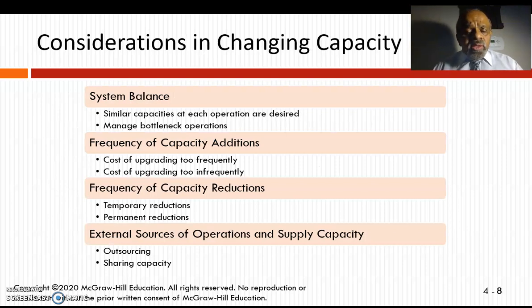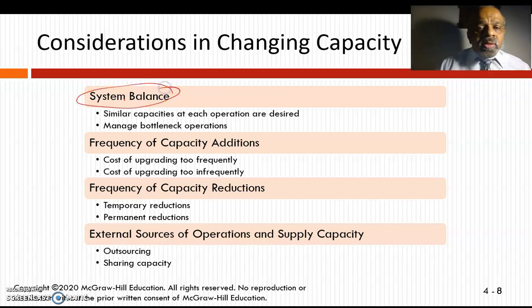So one of the things that we are going to be looking at in the future is what is called system balance. System balance is a great improvement for changing capacity. So this is to manage bottleneck operations. If there is an operation which is a bottleneck, how do you manage that? You can do that by implementing system balance.